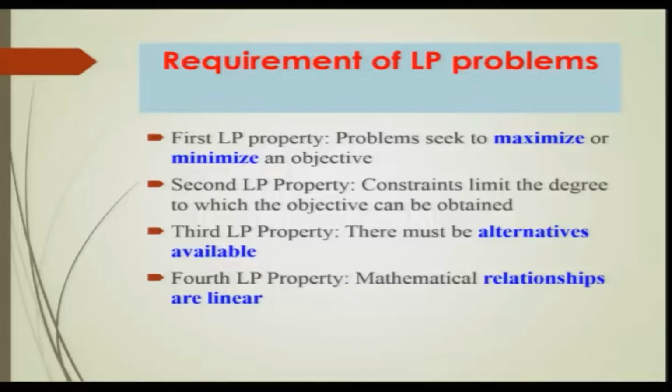The fourth property of linear programming is that the mathematical relationship would be linear. Whenever I am talking about the mathematical relationship being linear, it would basically mean that the relationship between the objective function and the constraints would be linear, because the word linear programming actually means that we are trying to utilize the concept of linear programming in order to optimize the overall scenario whatever we are facing.